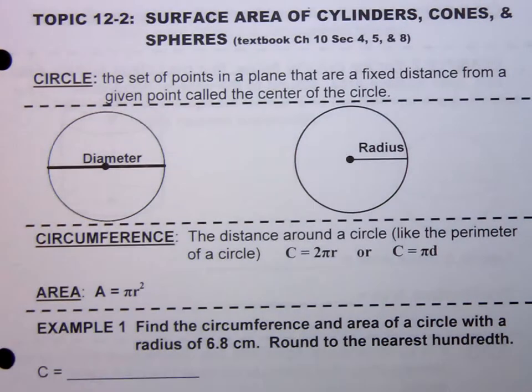Alright, we're going to talk about finding the surface area of cylinders, cones, and spheres. All of these three-dimensional figures do have circles in them as faces, or the sphere is kind of like a three-dimensional circle. And so we're going to talk about circles real quick.